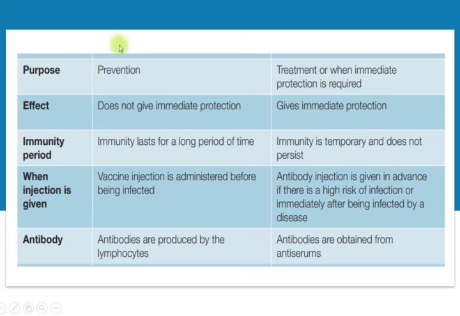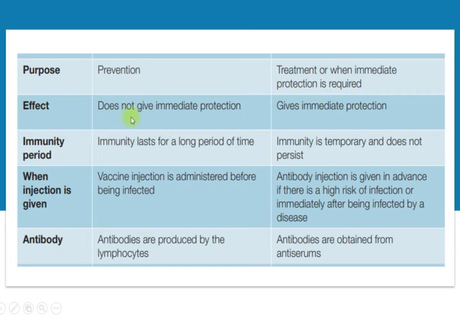Next difference. The purpose of the artificial active immunity is for prevention of the infection or disease. Whereas the purpose of the artificial passive immunity is for treatment, or when immediate protection is required. For example, when a person gets a snake bite, the person needs to be injected with the anti-serum for snake bite, for treatment.